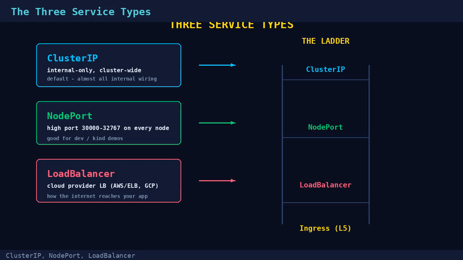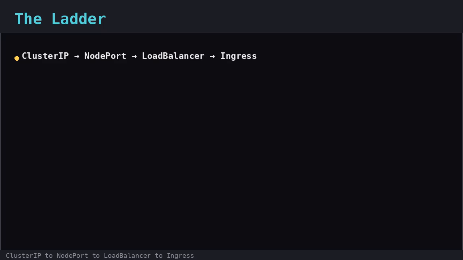Here is the ladder to remember. ClusterIP, NodePort, LoadBalancer, and Ingress. You will stack the whole thing in later lessons. Ingress is lesson 5. Time to try it.